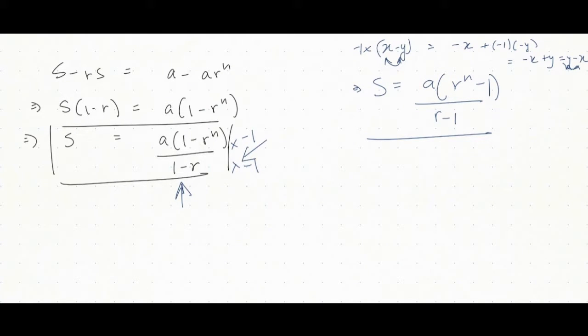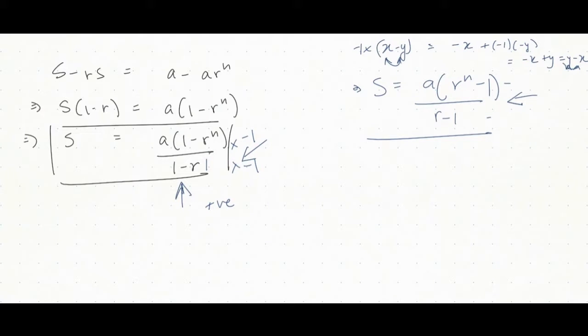Why? Because both the numerator and denominator are positive in that case. Numerator and denominator are both positive. If r is greater than 1, common ratio is greater than 1, we take this sum. Again, because numerator and denominator are both positive in that case.